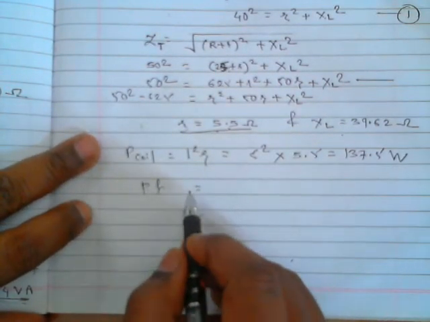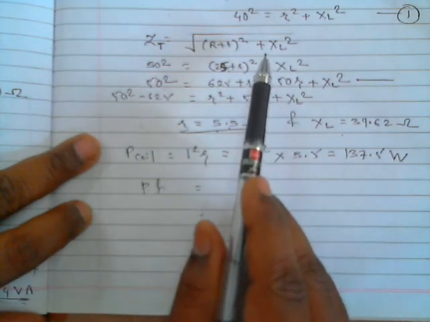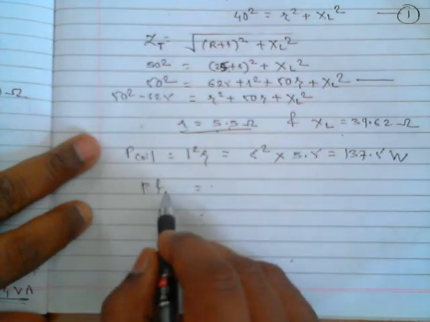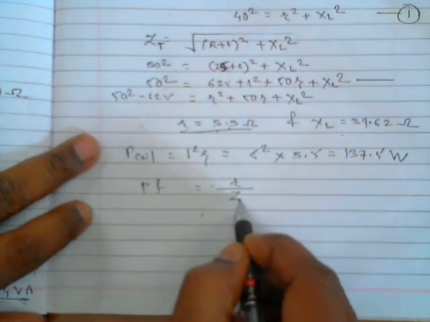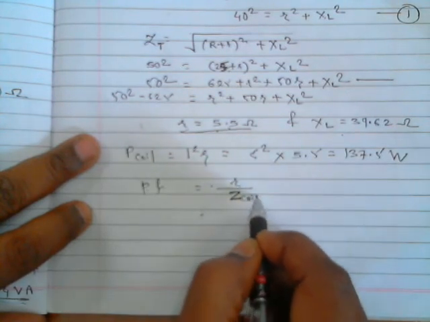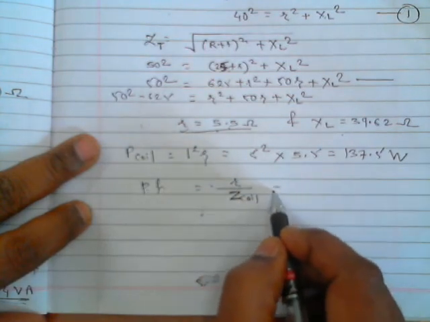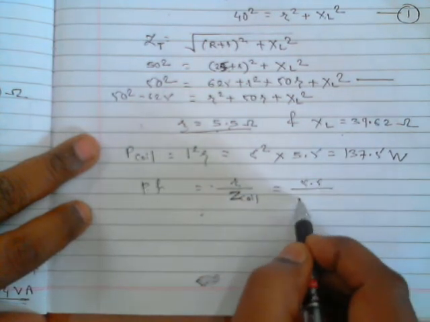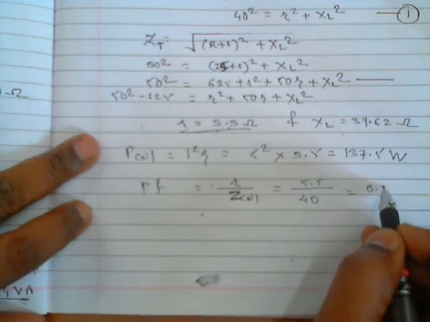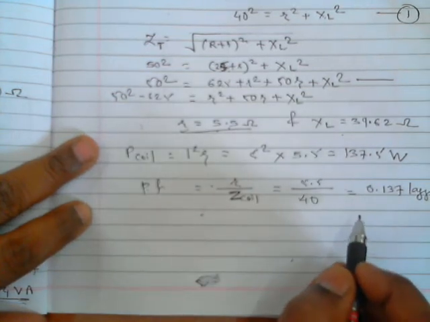Next is the power factor of the coil. Okay, now if you remember the impedance triangle for this inductive circuit, the series RL circuit, then power factor is given as resistance by Z always. Another formula for power factor is R by Z. So R is 5.5, Z coil is 40, so this is 0.137, and as it is inductive, it is lagging.